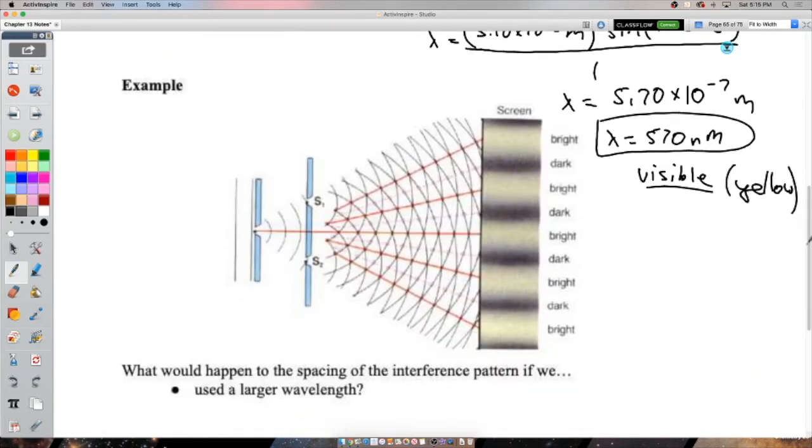Now the next example here, before I jump into it, I just want to show you something that could pop up. Instead of showing you the screen and saying bright, dark, they also might show you a graph of the intensity.